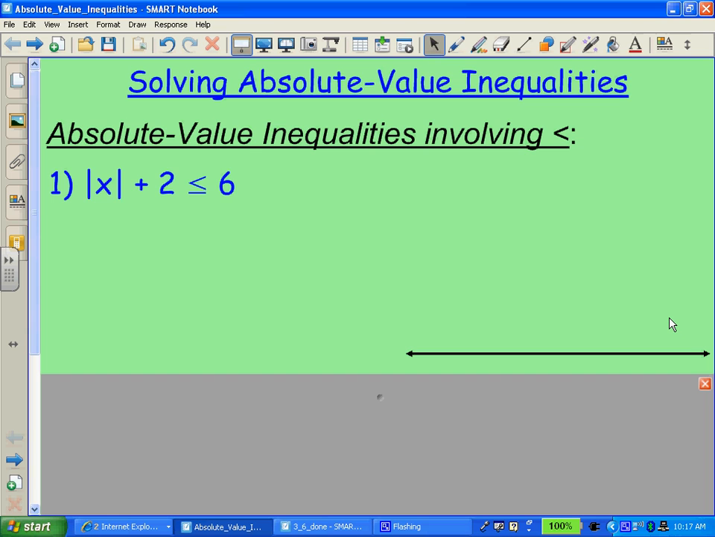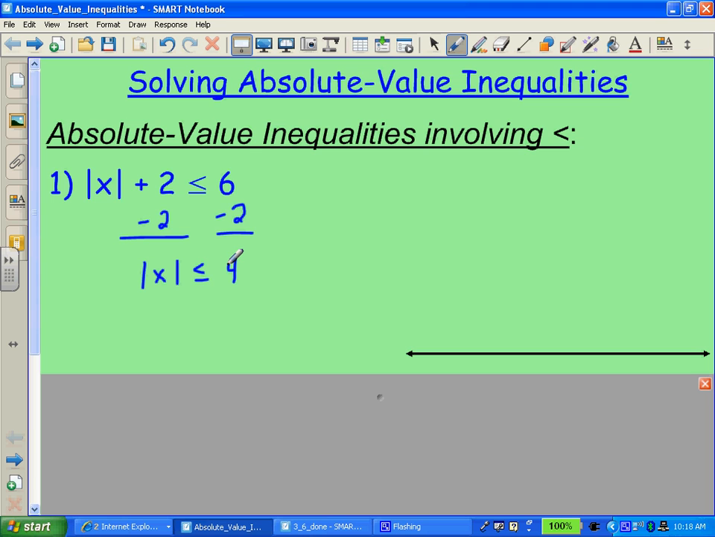When we're solving these, the steps that we learned back in Chapter 2 apply. If you'll remember in Chapter 2 when we did absolute values, we talked about how we had to isolate the absolute values. We had to get the absolute value all by itself. So if I was doing this first example, here's my absolute value. I want to get it by itself, so I'm going to subtract 2 from both sides. So then I have the absolute value of x is less than or equal to 4. Now I've got the absolute value by itself.